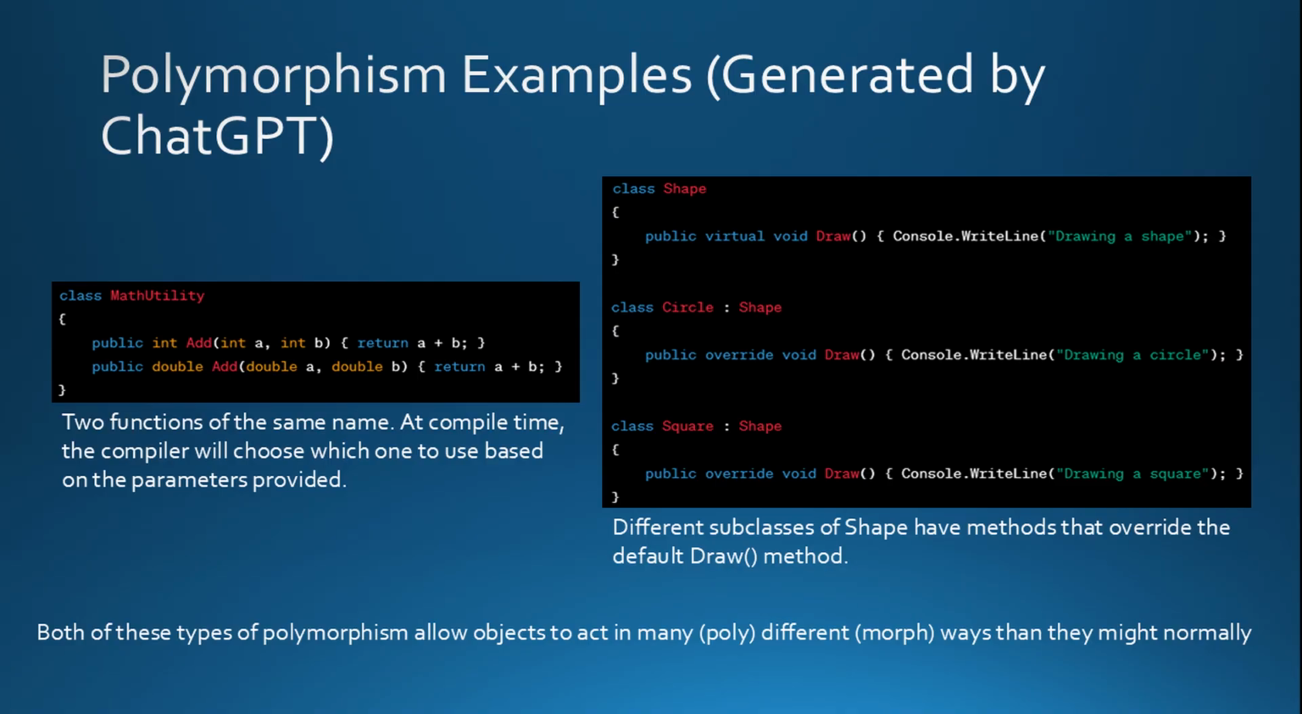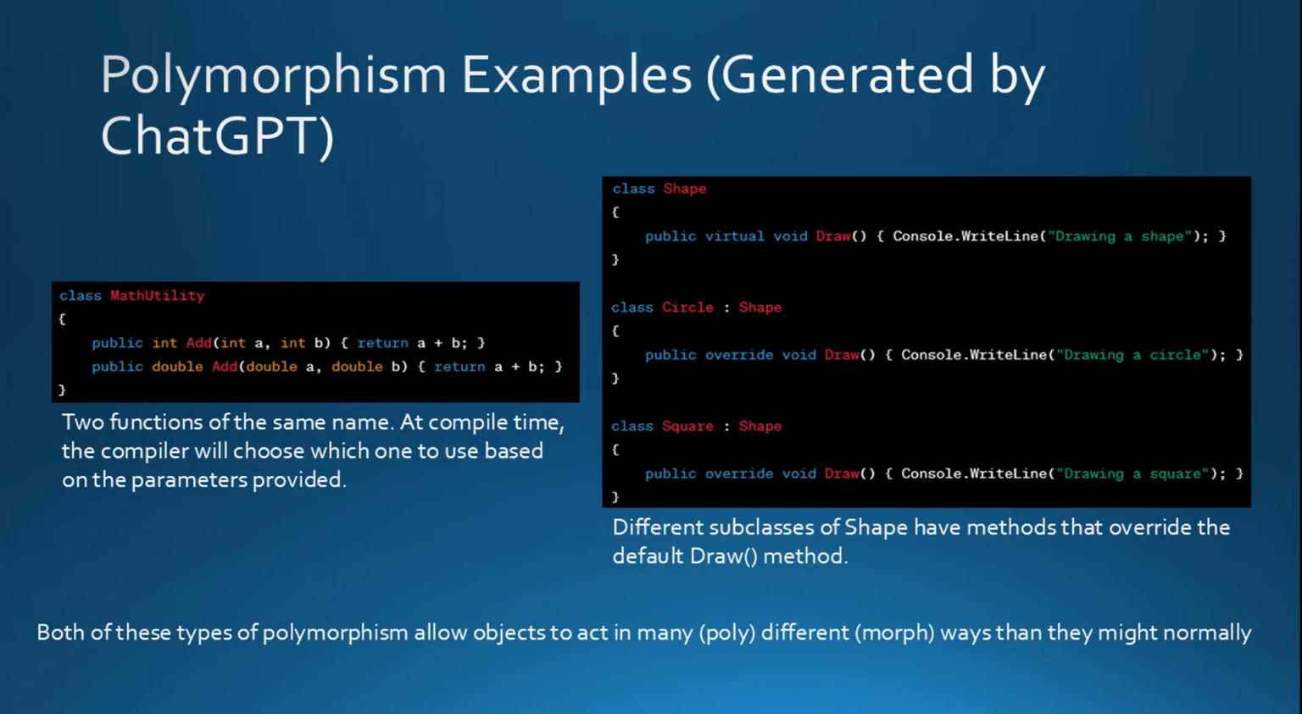I have a math utility. I want to add two numbers. Well, are they integers or are they doubles? Are they floating point numbers? I may not know that. So I've created two identical functions. One is called add, the other is called add. They have the exact same name.